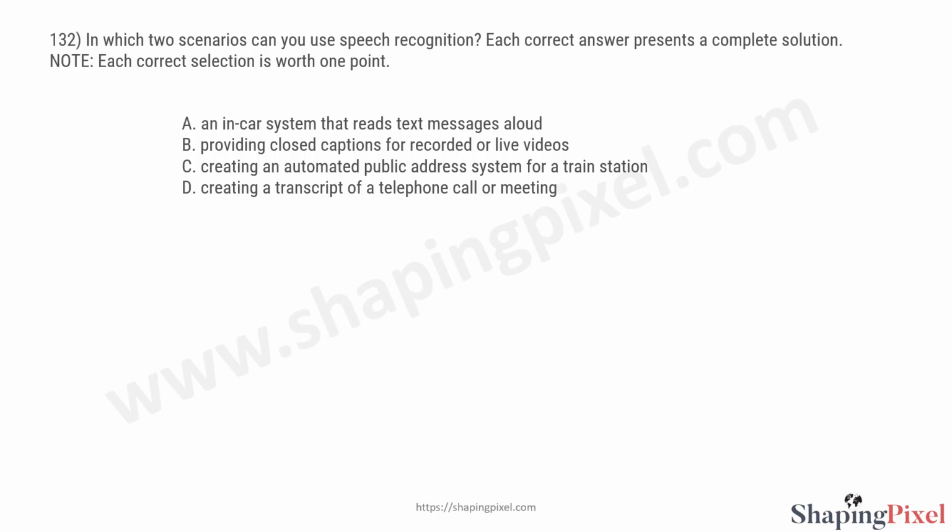Question number 132. In which two scenarios can you use speech recognition? Each correct answer represents a complete solution. Each correct selection is worth 1 point. And we have the following four options. Option A, an in-car system that reads text messages aloud. Option B, providing closed captions for recorded or live videos. Option C, creating an automated public address system for a train station. Option D, creating a transcript of a telephone call or meeting. So the right option here is option B and option D.